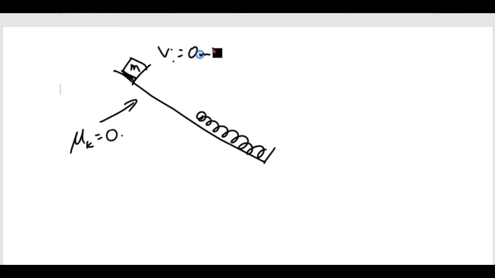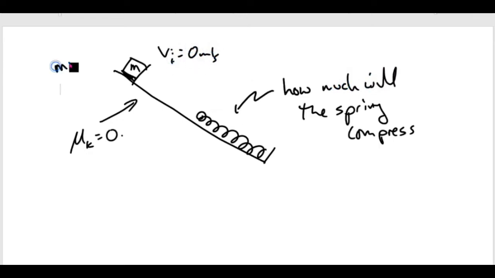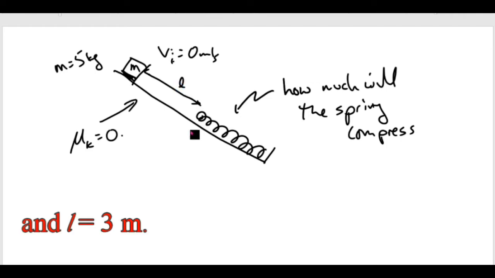We'll start with an initial speed of 0 meters per second. How much will the spring compress? We'll let the mass be 5 kilograms. We'll let the distance from here to here be L. And the amount that this compresses, we'll just let be the value Z. Spring constant for the spring, we're going to make 20 newtons per meter. I don't know if there's other information that we'll need, but we'll get to it when we do.